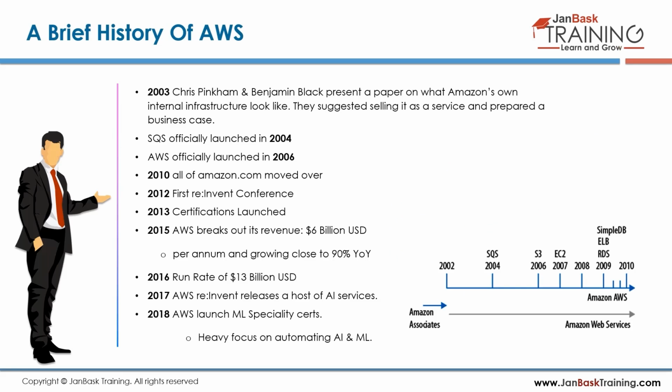Okay. So in 2010, all of Amazon.com moved over to AWS. So whole of Amazon.com's global traffic is on AWS. So if anybody says, is AWS okay? Will it perform? Just ask them, have you ever been to Amazon.com? They'll say yes. Have you ever found it slow? No, because it's working. Why?